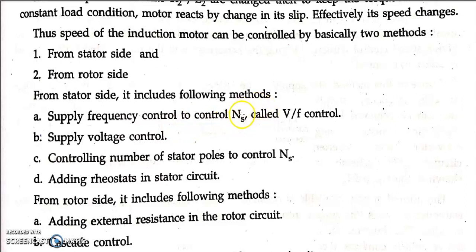To control NS, it's called V by F control. Let us see why it is V by F control, why we are not calling it just frequency control. Next one is supply voltage control. Next one is controlling the number of stator poles to control NS. Like I said, it's a bit difficult to do so. Again, you don't get a smooth control, you'll get step speeds.